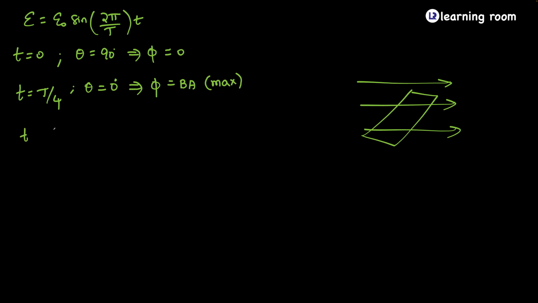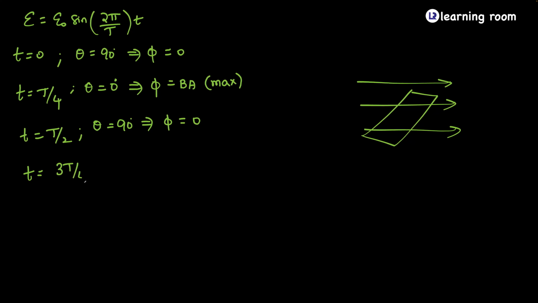So at t is equal to T by 2, how much rotation would have been completed? See, in 1/4 of the time period, 1/4 of the rotation is over. In half of the time period, half the rotation will be over. So theta is equal to how much? Again, it will be 90. So in this case, what is going to be the flux? 0.